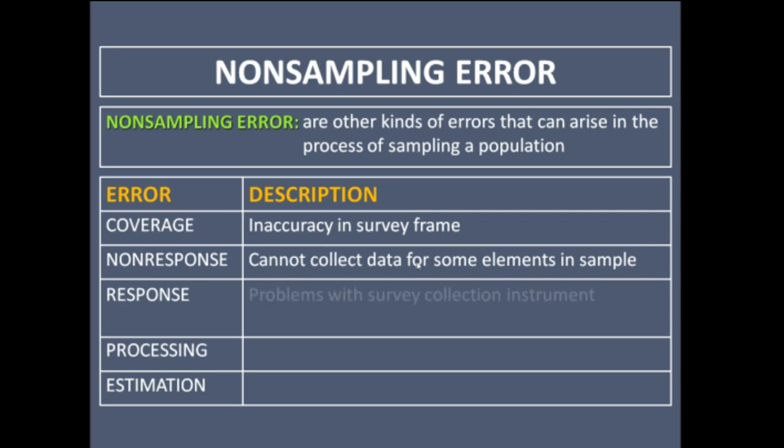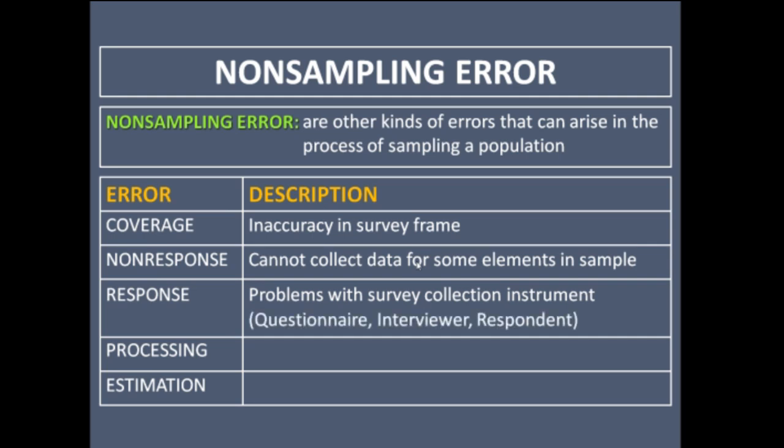A response error is now we've actually obtained a response from one of those elements within our frame, but for some reason that element's response was inaccurate. Now that can happen due to several reasons. We might have within our questionnaire a question that's misleading. The interviewer may impose bias upon the subject. The respondent themselves might not want to answer the question and intentionally responds inaccurately.